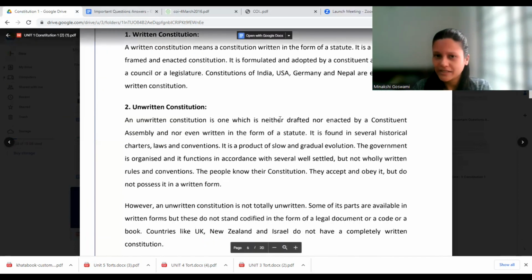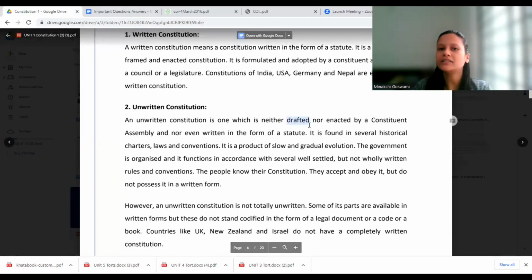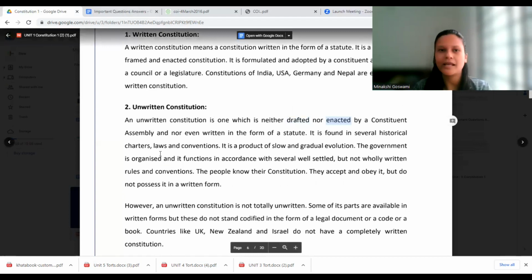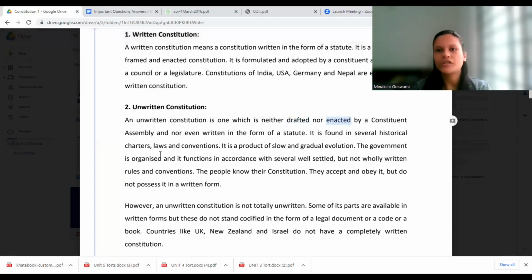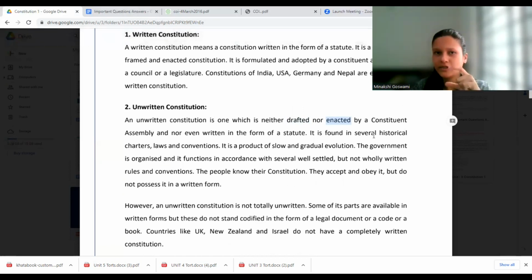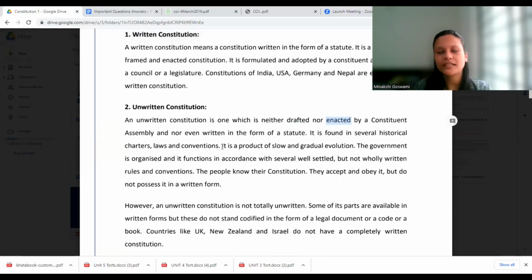Then when we say unwritten constitution, as such, there is nothing called an unwritten constitution, but rather it means that it is not something which is drafted or enacted by a constituent assembly or by a legislature. What happens is, it is not in the form of one single document or one single book, but rather it is segregated or mixed up in different forms in different sources. Okay, so it is found in several historical charters, laws, conventions, etc.